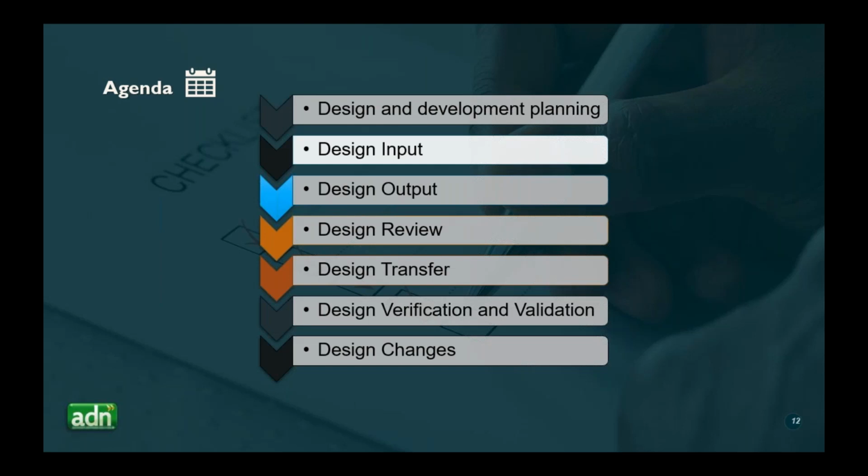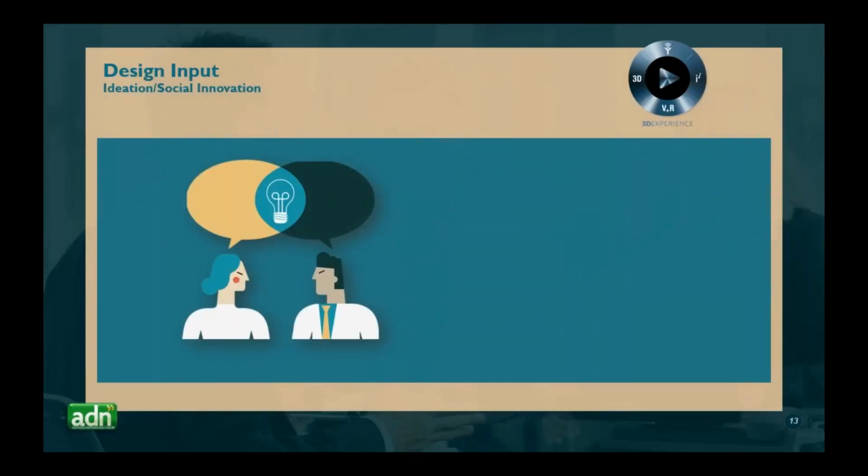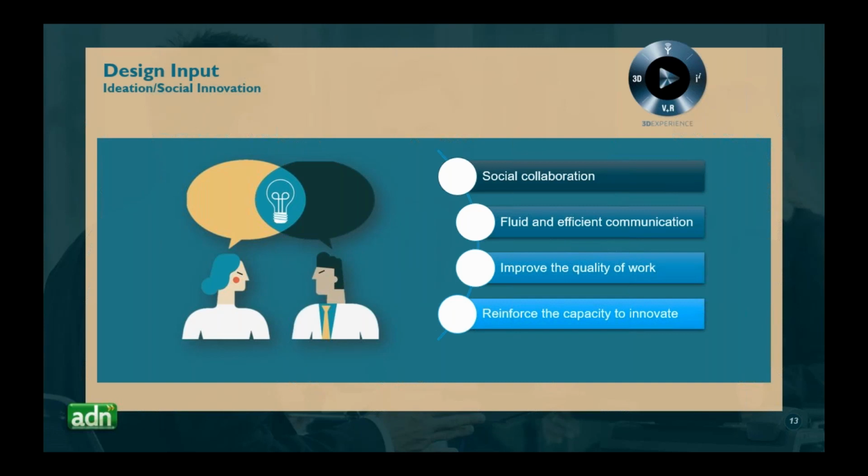We're going to move on to the design input part and how we're going to work on this task. So for the design input part, I'm going to be working on the ideation and social innovation to improve the social collaboration in my organization, for more fluid and efficient communication, as well as to improve the quality of our work. All of this by reinforcing the capacity to innovate between our team members.